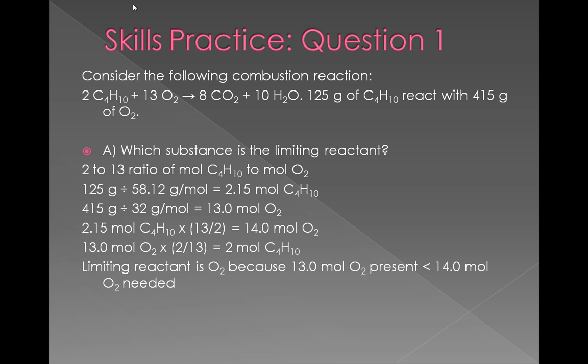Now you multiply the 2.5 moles of C4H10 by 13.5, and that leads you to 14.0 moles of oxygen. The 13.0 moles of oxygen are multiplied by 2 over 13, and that gives you 2 moles of C4H10. The limiting reactant is O2 because 13 moles of O2 present is less than the 14.0 moles of oxygen needed for the reaction to occur.